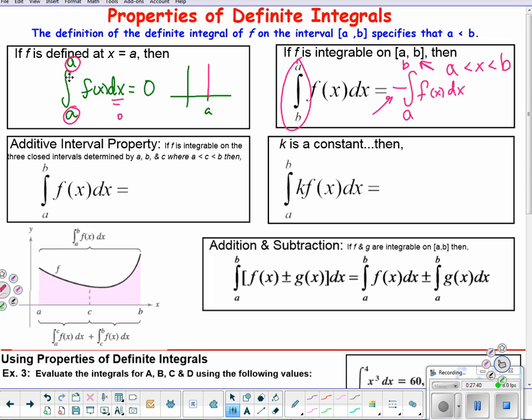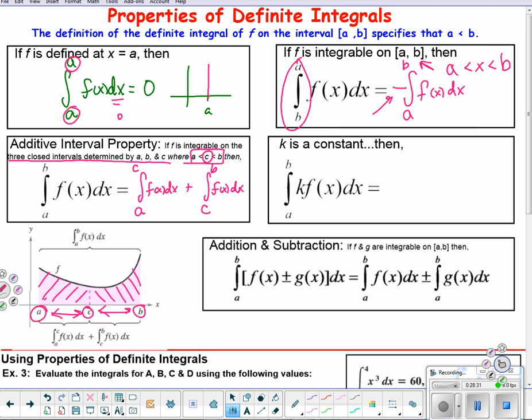Okay? The additive interval property. If f is integrable on 3 closed intervals determined by a, b, and c, where c lies between a and b, then I can chop this up into two integrals. I can go from a to c of f of x dx and c to b of f of x dx. Because we have this continuity of the function between a, c, and b. And here's an example. So if I wanted to capture all the area from a to b, I could chunk it and make it two little areas and do a to c and c to b. So that is that property.